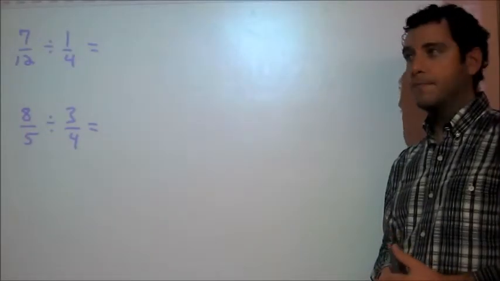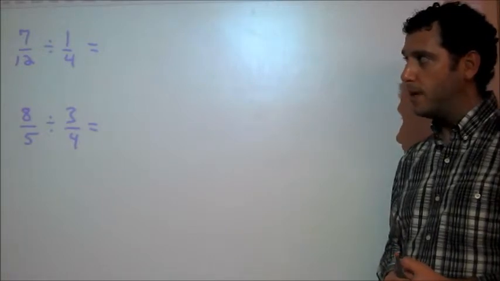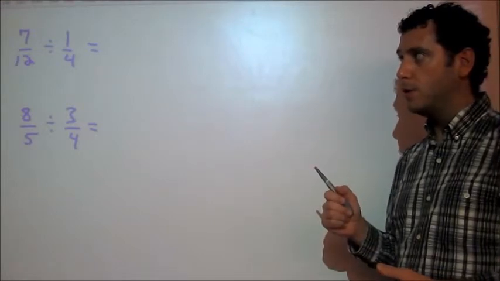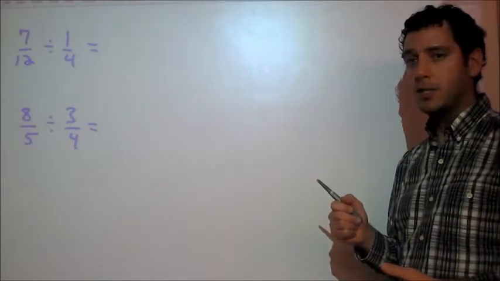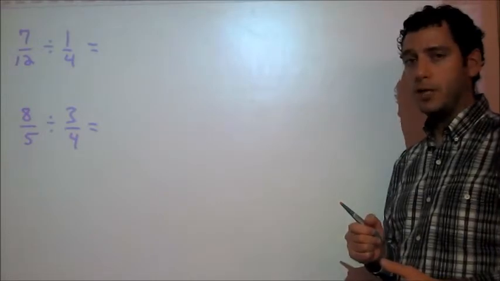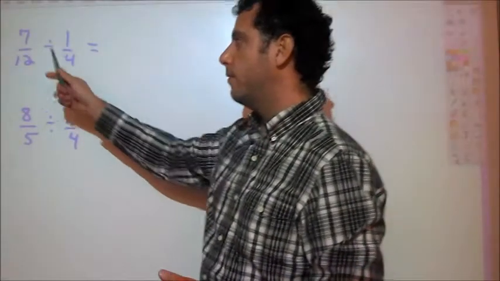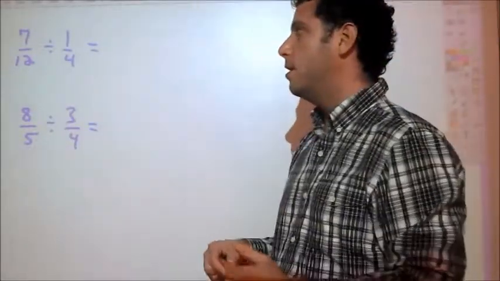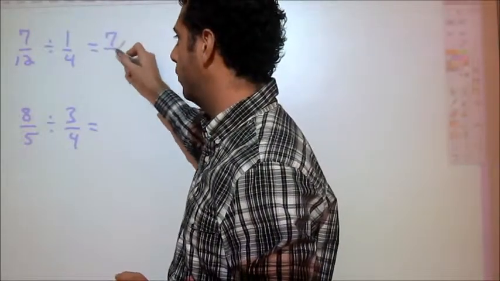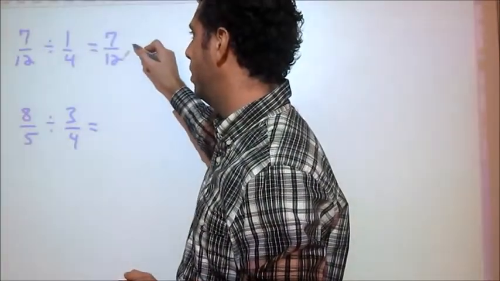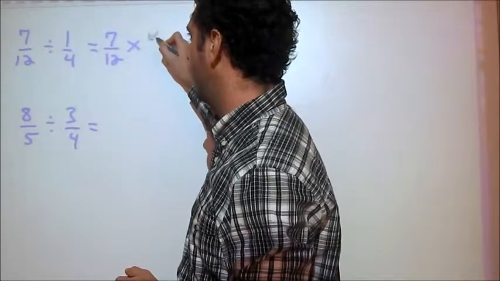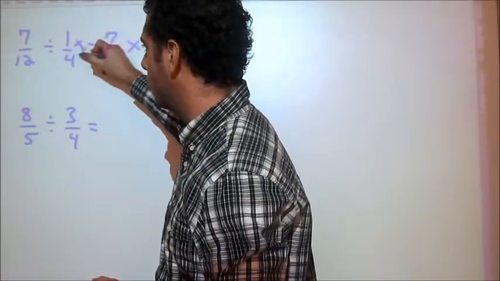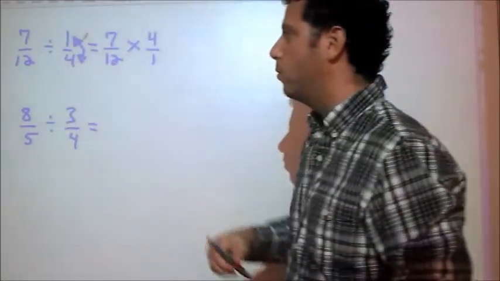Let's try a couple more examples. Take 7/12 divided by 1/4, for example. For this problem, I'm going to show you the most efficient way of dividing fractions, and that is using cross multiplication. Cross multiplication just refers to multiplying across, and that can be represented by rewriting the equation as 7/12 multiplied by 4/1. And 4/1 is simply the reciprocal of 1/4. Just the opposite of 1/4.